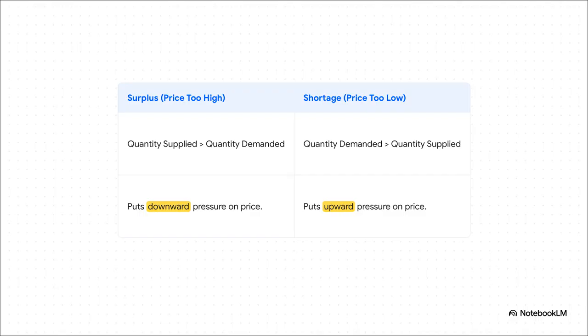So what happens when the price is kind of wrong? Well, if the price is too high, you get a surplus. Think of the clearance rack at a clothing store. There's way more supply than demand, so they have to slash prices to get rid of it. But if the price is too low, you get a shortage. This is like when tickets for a huge concert sell out in seconds. There's way more demand than supply. This tells sellers they can probably raise the price. The market is always self-correcting through this constant push and pull.